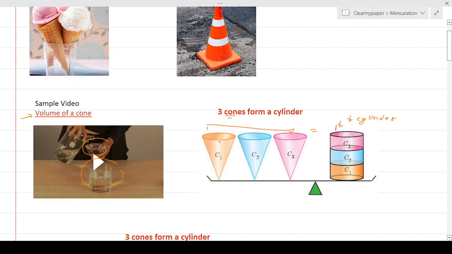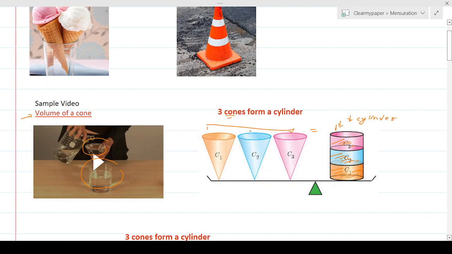If you see from the color coding, cone 1 fills this much portion of the cylinder with water, cone 2 fills this much portion, and the remaining portion is equally filled by cone 3. So the volume of any cylinder is equal to the volume of 3 equal sized cones. So that's the trick of that.